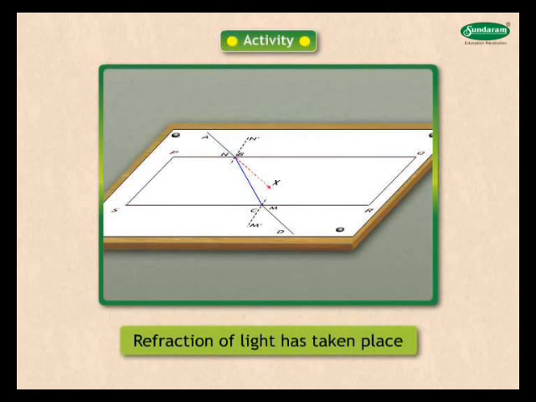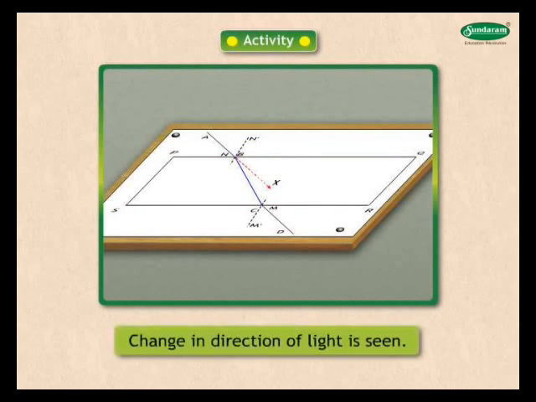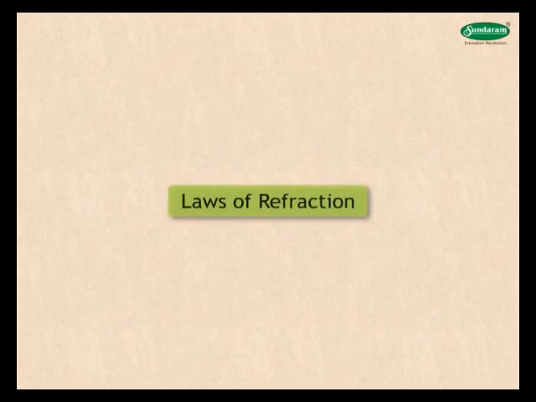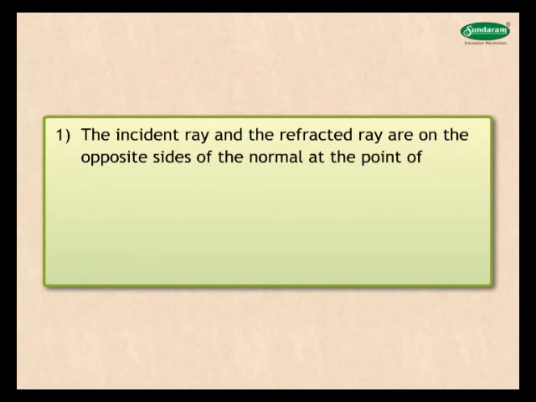Here, refraction of light has taken place because light has passed from one medium to another, so change in direction of light is seen here. Let us look at the laws of refraction. 1. The incident ray and the refracted ray are on the opposite sides of the normal at the point of incidence, and all three lie in the same plane.